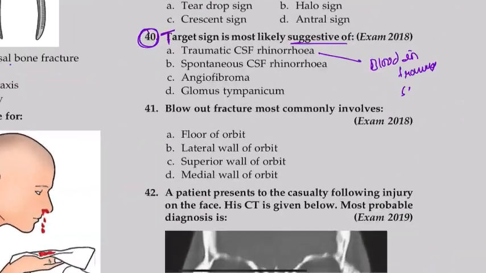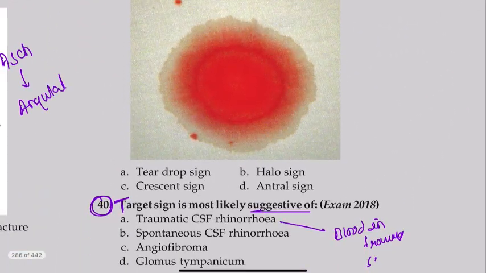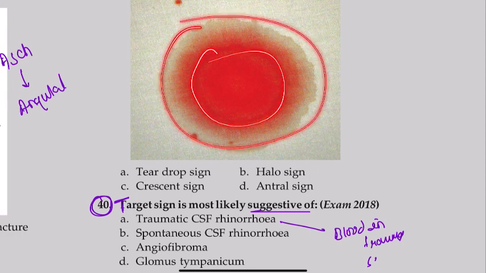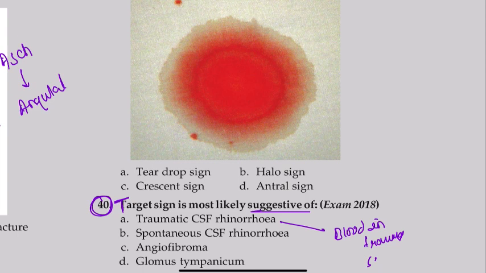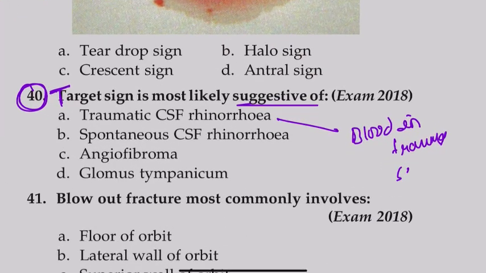Now similarly, in the given picture, what can we see? Inside there is red, outside there is CSF. This is CSF rhinorrhea. Here it is the halo sign, right? Target sign is most likely suggestive of traumatic CSF rhinorrhea. Target sign, we know what the target sign is.